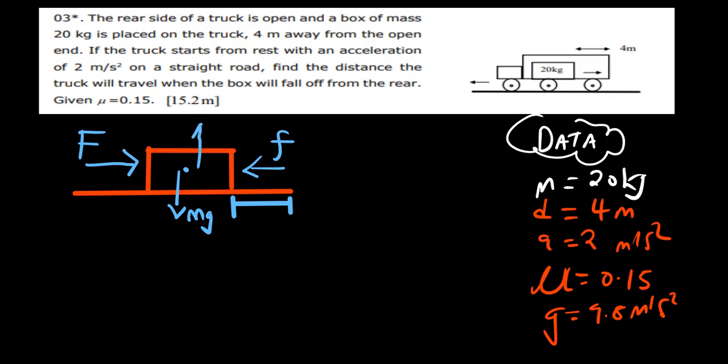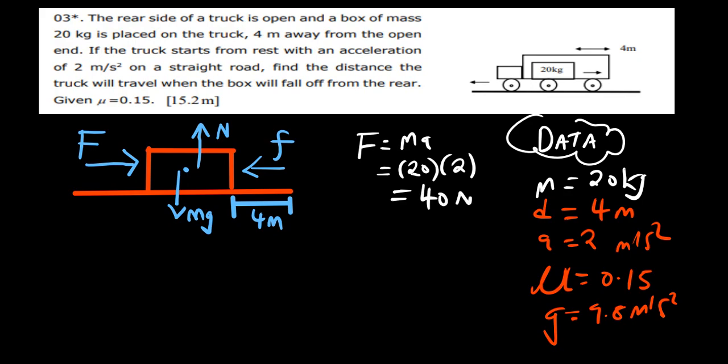Then we have a distance that it is going to move. We're saying it is 4 meters. So what do we have? Let's find first the force that is going to act on this object. You know that force is going to be mass times acceleration. The mass is 20, multiplied by the acceleration, which is 2 meters per square second. When we multiply, we find the force to be 40 newtons.